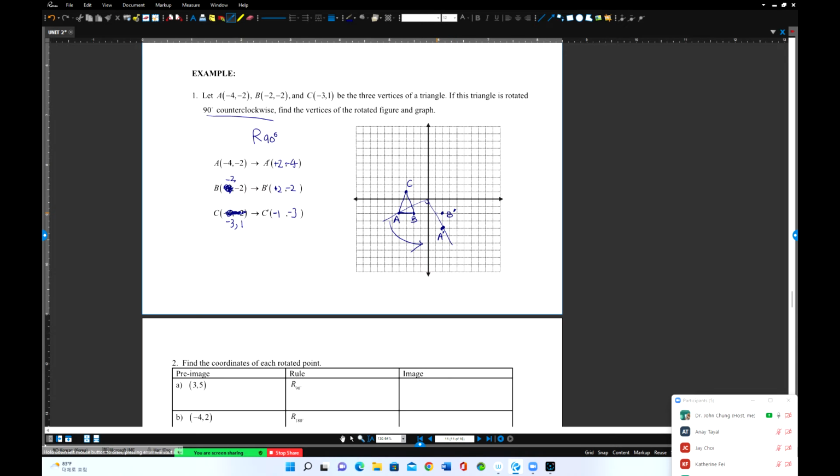So if you have a coordinate, it's easy to make the graph. Okay? And C is what? Negative 1, negative 3. Where is it? Negative 1 and negative 3. Here, this is C prime. So I'm going to make the line over here. The graph looks like this. That is exactly 90 degree clockwise. Okay? That's it.